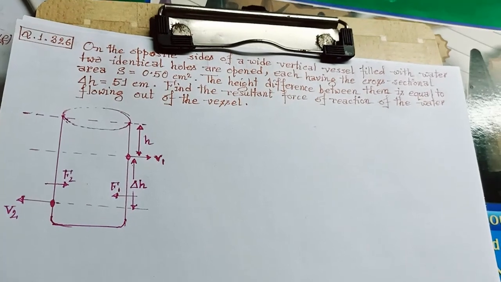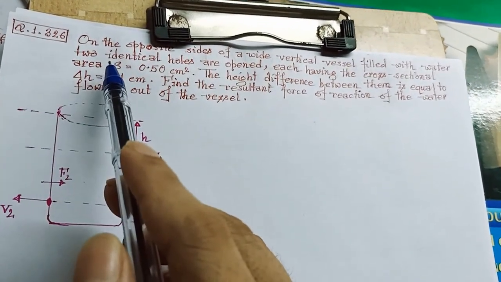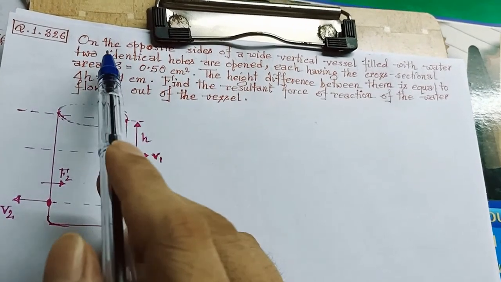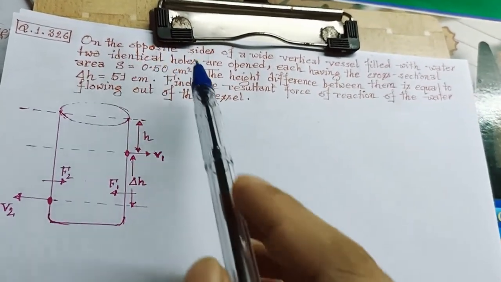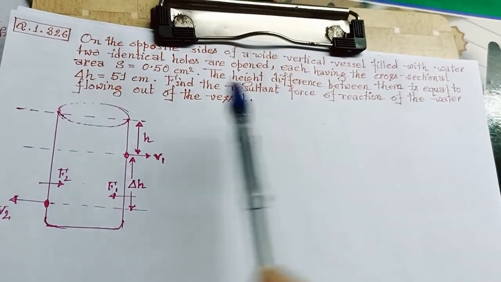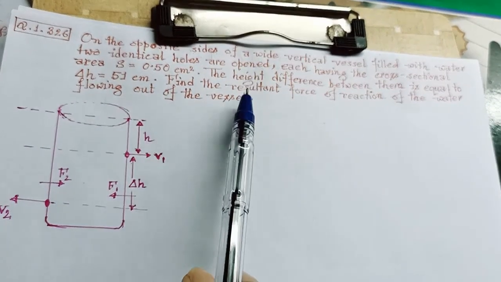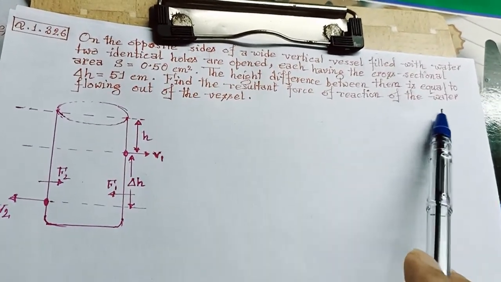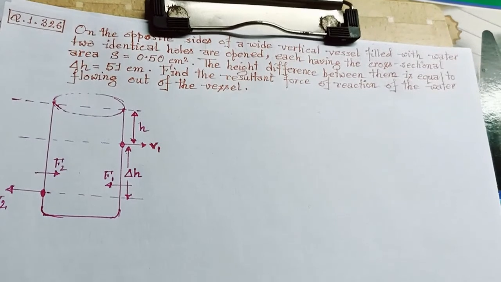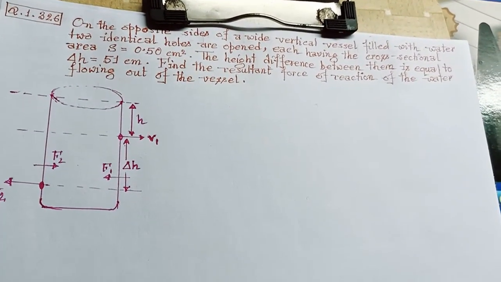Here is a question from IRODOV, question number 1.326, from fluid dynamics or fluid mechanics or hydrodynamics. In this question, it is given that on the opposite sides of a wide vertical vessel filled with water, two identical holes are opened, each having area of cross section equal to S. The height difference between them is equal to delta H. Find the resultant force of reaction of the water flowing out of the vessel.